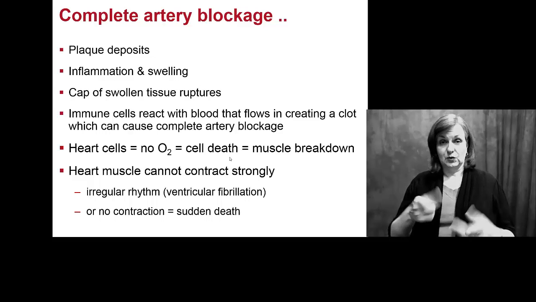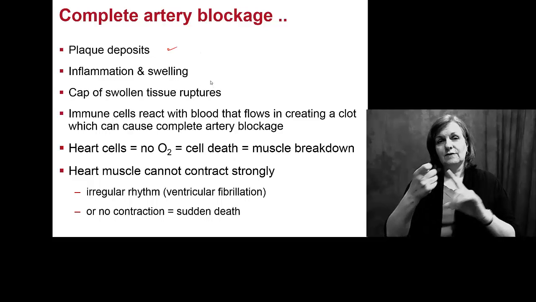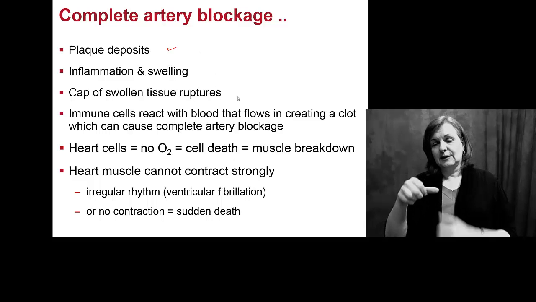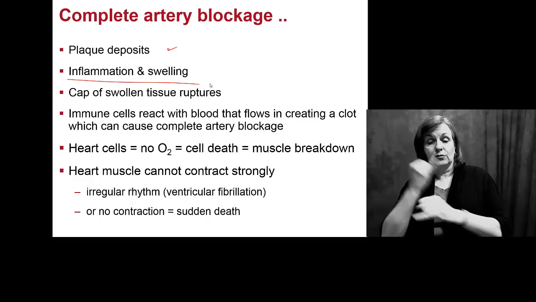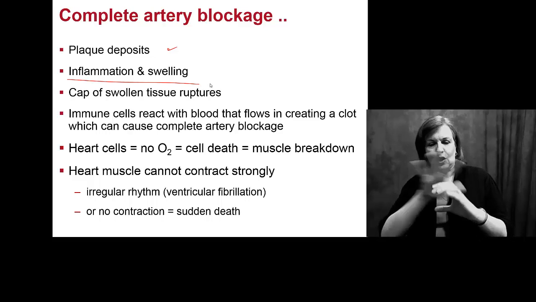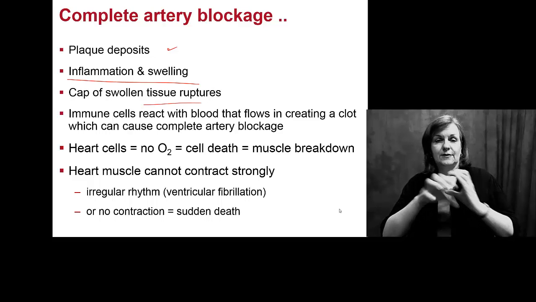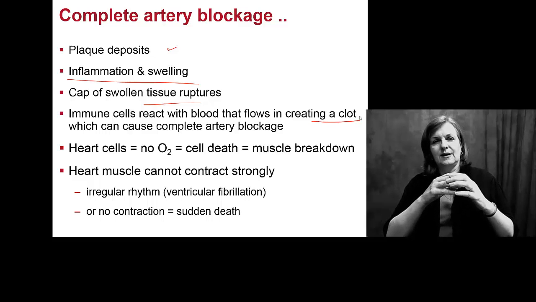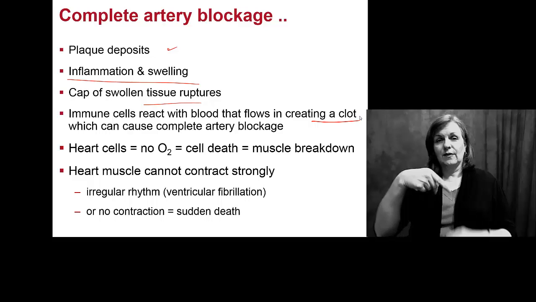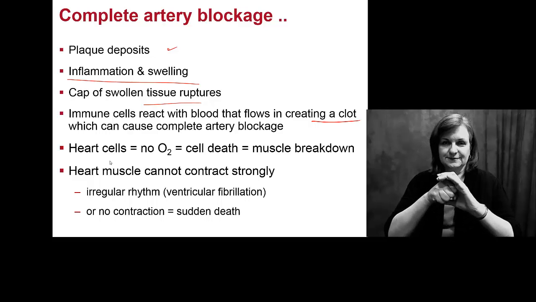So you can get complete artery blockage pretty quickly from these plaque deposits because the plaque deposits are actually targeted by the immune system for destruction. So you get inflammation and swelling. The problem is inflammation and swelling can lead to tissue rupture. And when the tissues rupture, we get blood clots. Blood clots pass through until they hit a plaque deposit and get stuck. And then when they get stuck, we get the heart attack.